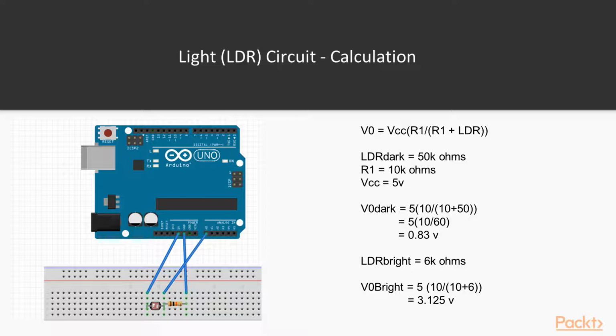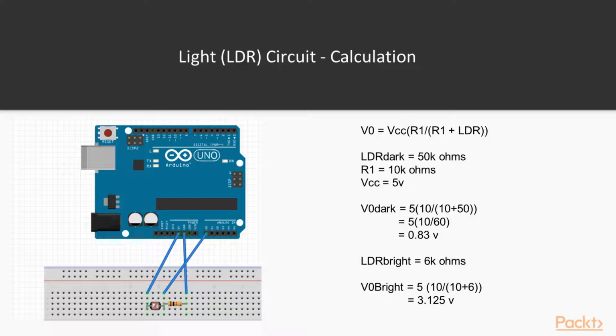First is the equation to measure the voltage across the voltage divider point. Let's call it V0, which is your voltage across point A0, which equals VCC times R1 divided by R1 plus the LDR's value. Now this LDR's value is what is going to change depending on the ambient light.